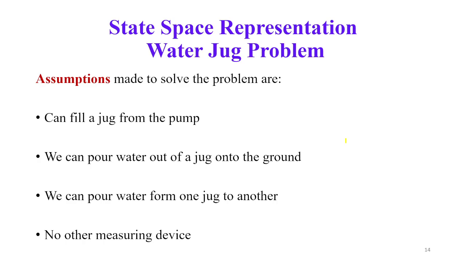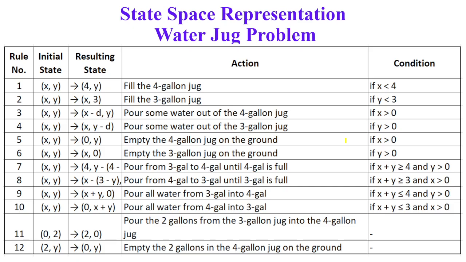The assumptions to solve this problem are: you can use a pump to fill the jugs. You can pour out the water from one jug to the ground or from one jug to another jug. You don't have any measuring device to do all these things. So the operators are very clear here about what we have to do. The only point is how to achieve this goal. I'll come back to this.